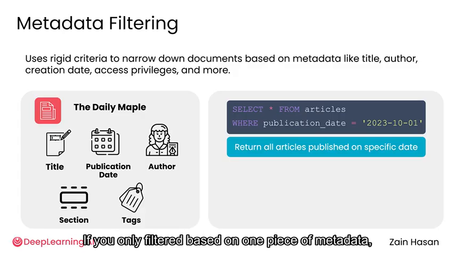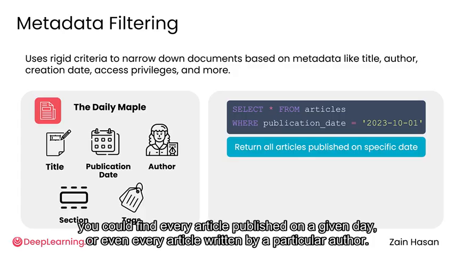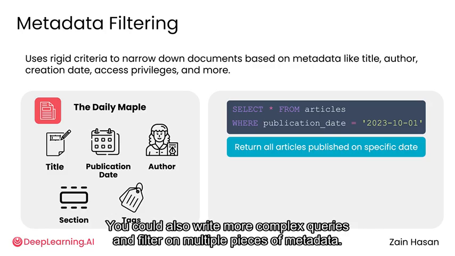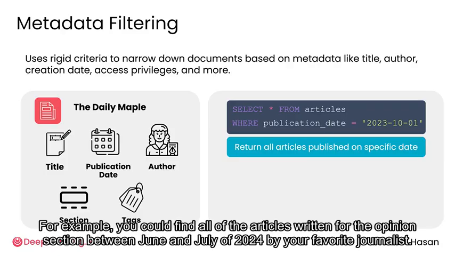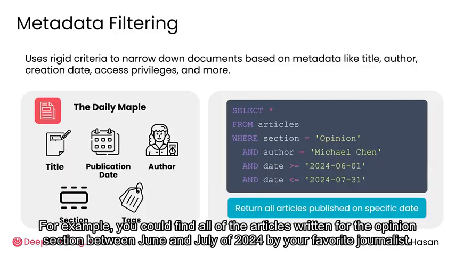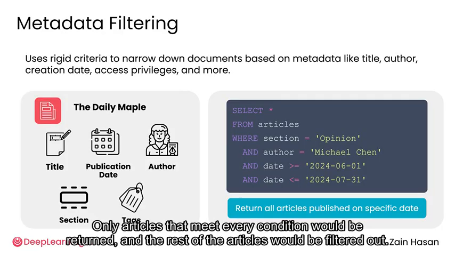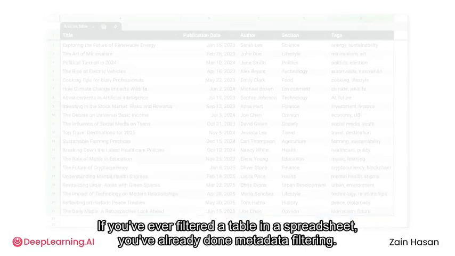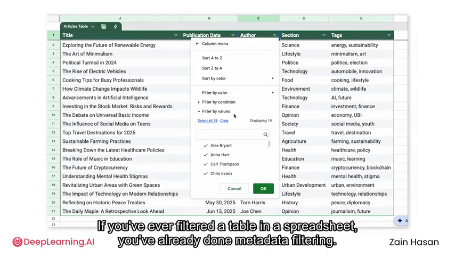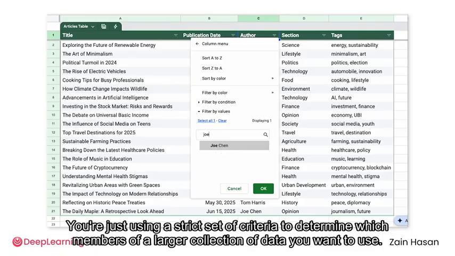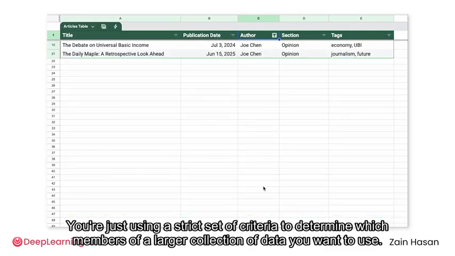If you only filtered based on one piece of metadata, you could find every article published on a given day, or even every article written by a particular author. You could also write more complex queries and filter on multiple pieces of metadata. For example, you could find all of the articles written for the opinion section between June and July of 2024 by your favorite journalist. Only articles that meet every condition would be returned, and the rest of the articles would be filtered out. If you've ever filtered a table in a spreadsheet, you've already done metadata filtering.